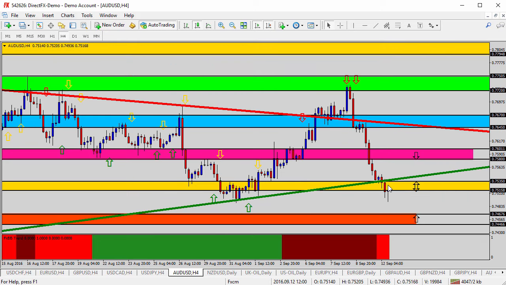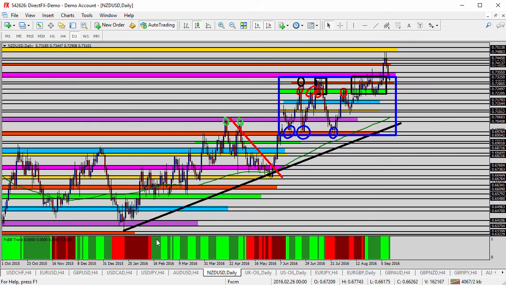Again, we may adjust that yellow shaded area in the live trade room later on today, but a clear breakdown of that yellow shaded area, we look for it to head back down here towards the orange zone at the bottom of the chart. And that would, of course, be in the current direction of our momentum for the Australian dollar.